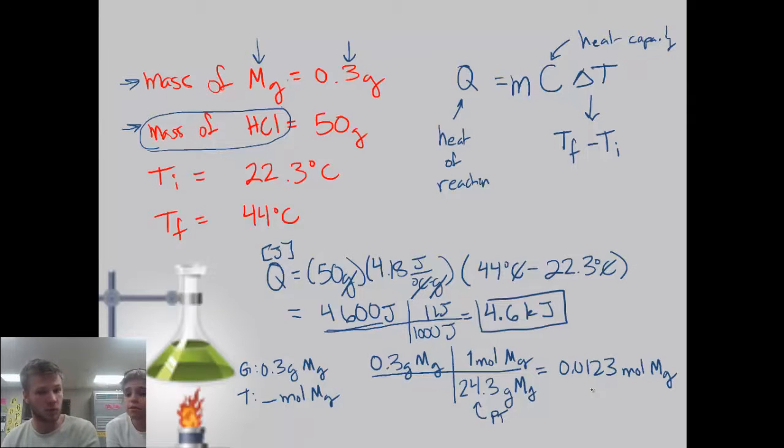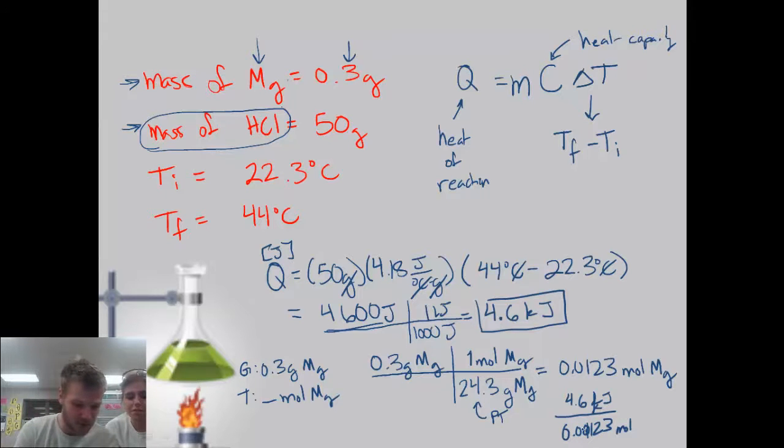My units are normally kilojoules per mole, so I'm going to divide, because per means divide. It's going to be divided by 0.0123 mole. Are there two zeros? There's one zero. Thank you. I know that's tough to read. It says 4.6 divided by 0.0123, and I get 374. This will be my final answer.